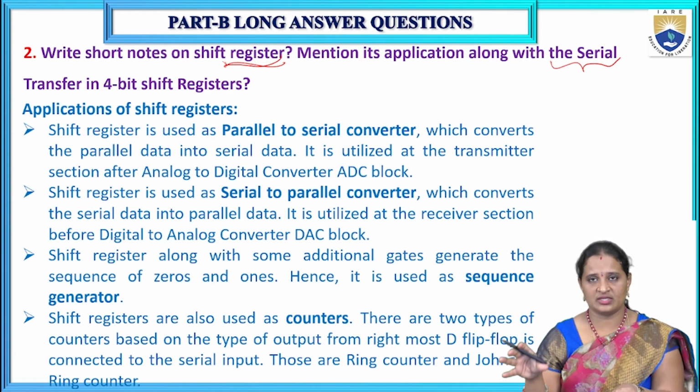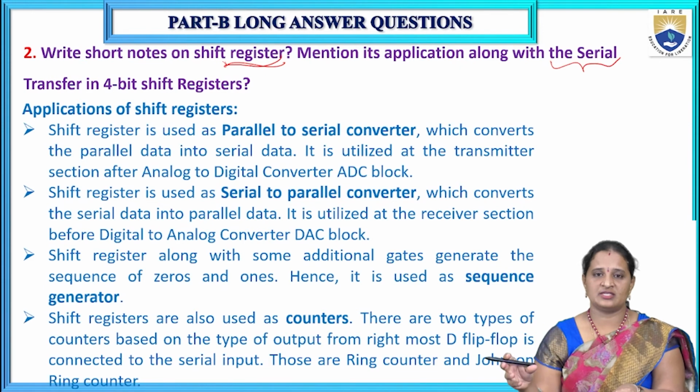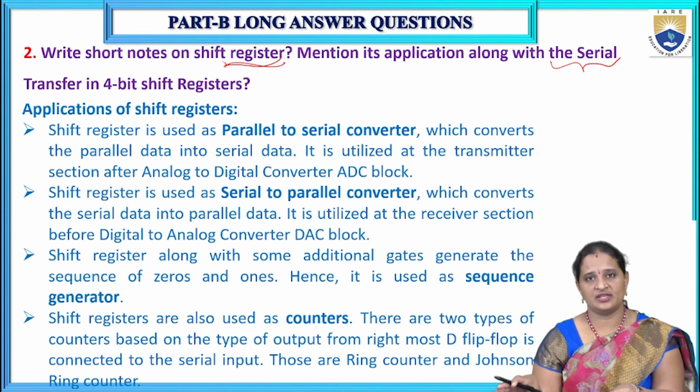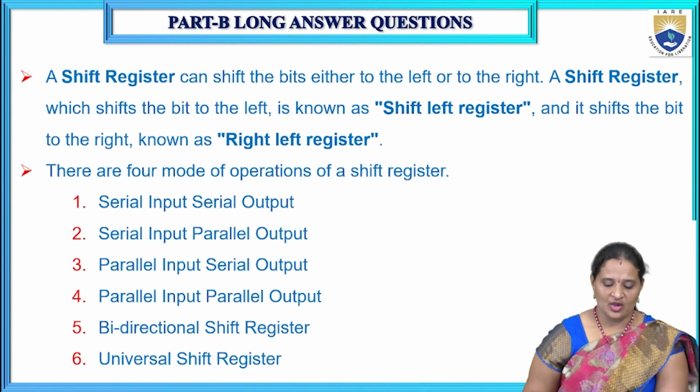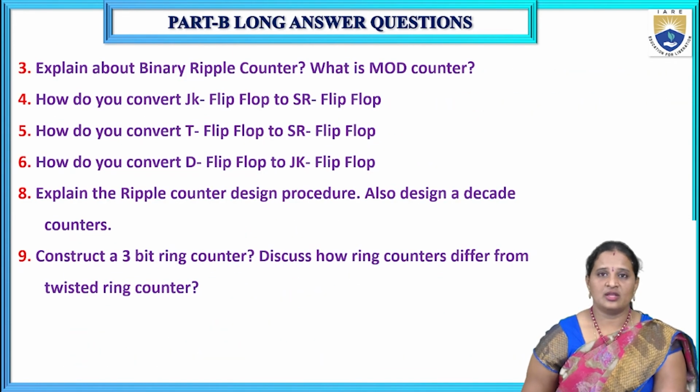First, write what is a shift register, what are the various types of shift register, and then give the circuit diagram of the 4-bit serial in serial out shift register, that is SISO shift register, and explain a few points regarding the operation of serial in serial out shift register, and mention the applications of shift register. Okay, so this is about that question.